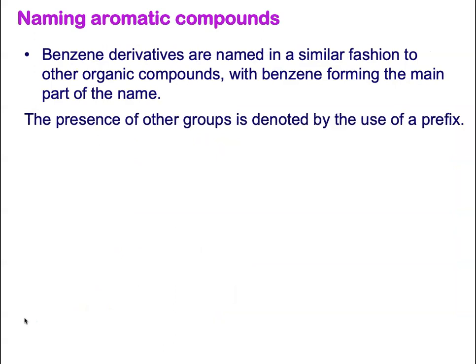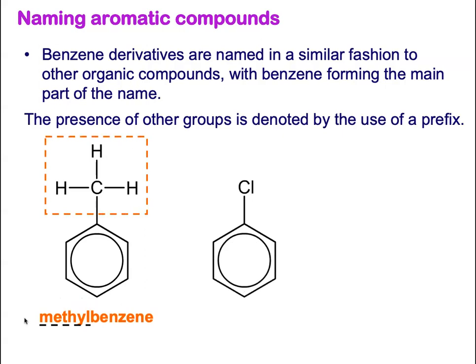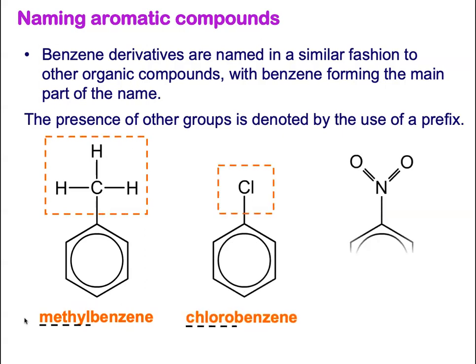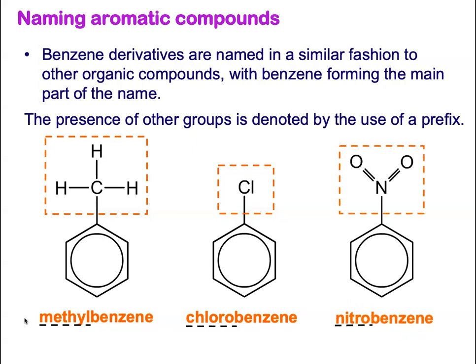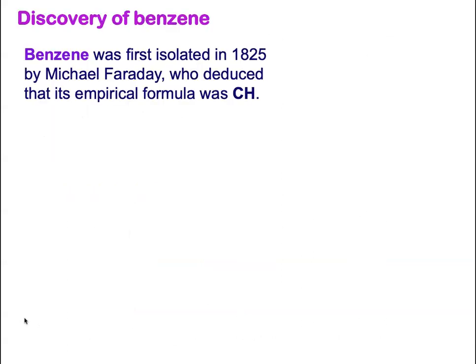A few things on naming aromatic compounds. We will call this first one methylbenzene, chlorobenzene, and nitrobenzene. So you can see the derivatives that are added onto the benzene ring. Here are a few other names: nitrobenzene, bromobenzene, chlorobenzene, ethylbenzene, and you've got three isomers of methylbromobenzene, and the naming is clear. I don't want to spend too much time on naming, so I'm more interested in the structure and the reactions.